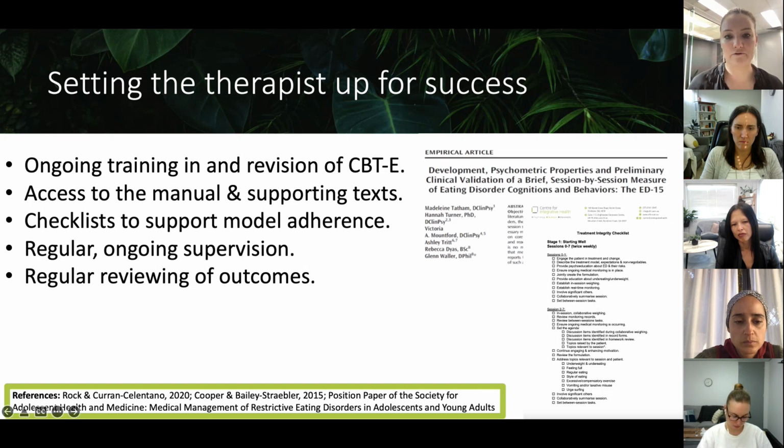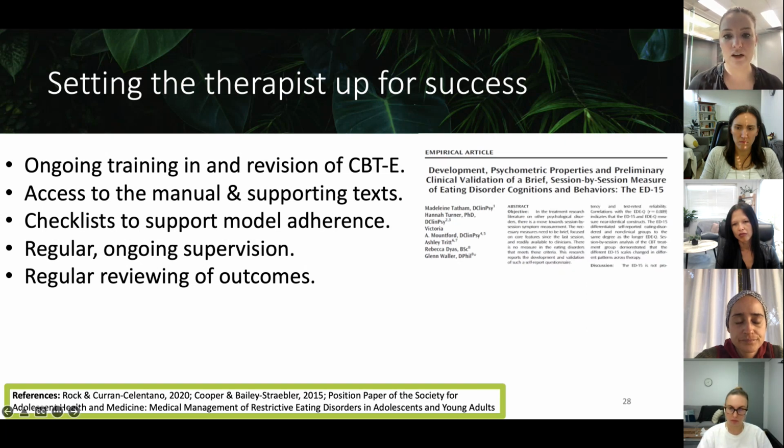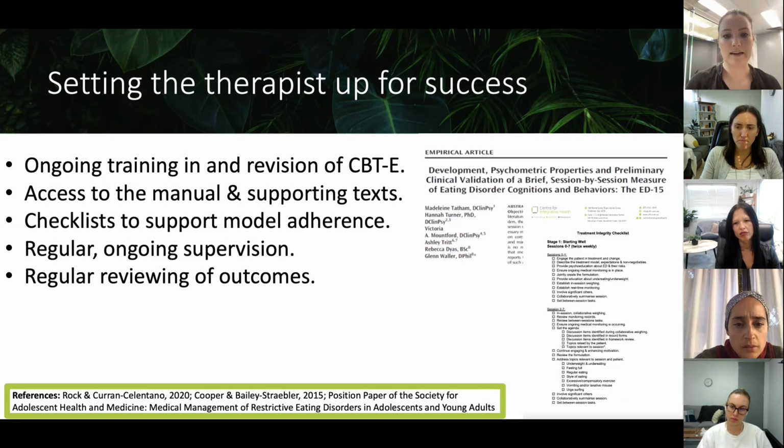But they've just been adapted from this article around, have I put the right one there? Well, that's ED15. I've not pasted in the right article, sorry. There's an article again by the Italy group where they have developed competency checklists for each of the phases of CBT-E. So it's just been adapted from that.